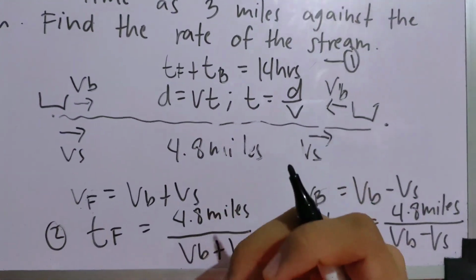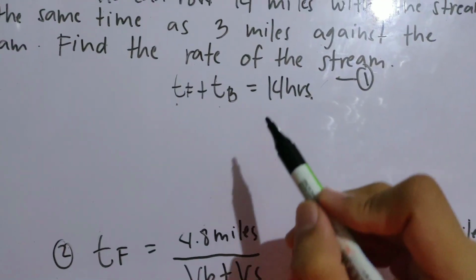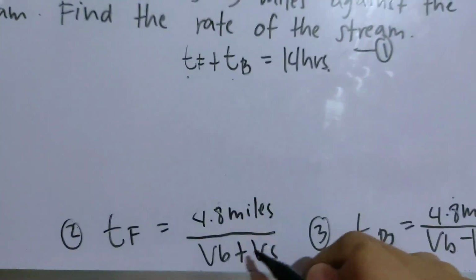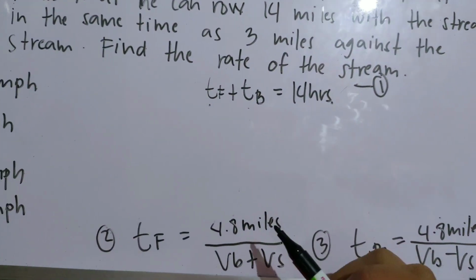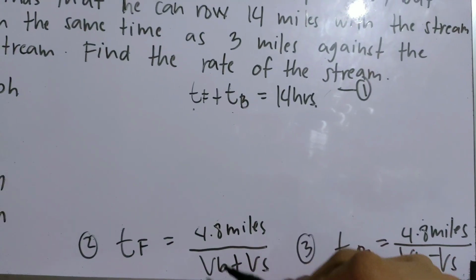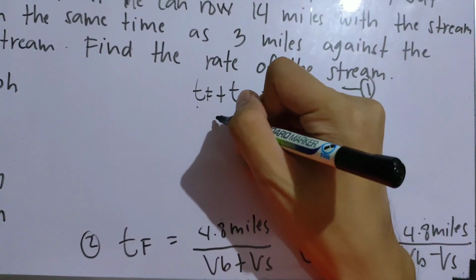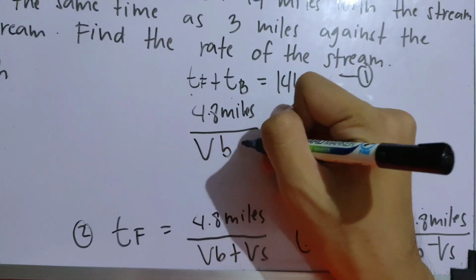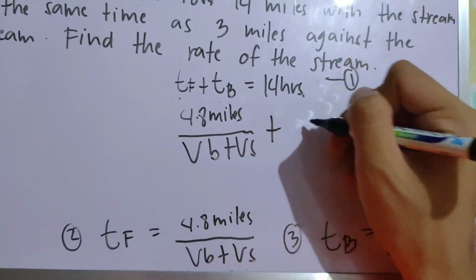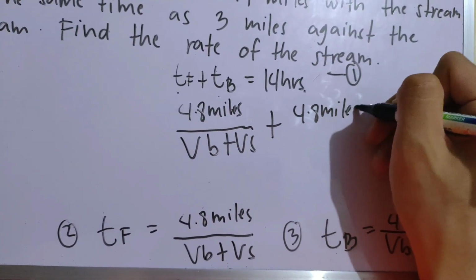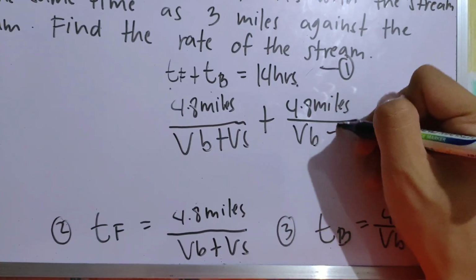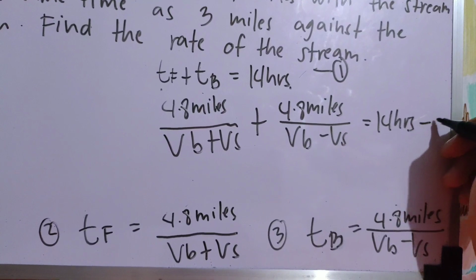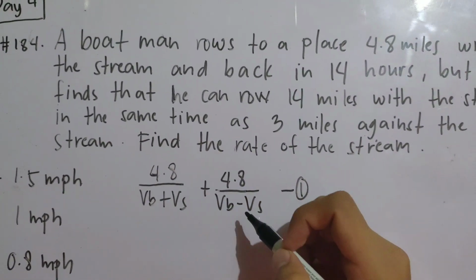So let's erase first and summarize our equations. These are our three equations. Since we're looking for the rate of the stream, VS is what we're looking for, so we should eliminate the time variable. Let's substitute the values of TF and TB into the first equation. So this becomes 4.8 miles over VB plus VS plus 4.8 miles over VB minus VS is equal to 14 hours. So this is the remaining equation, equation number 1, our simplified first equation.